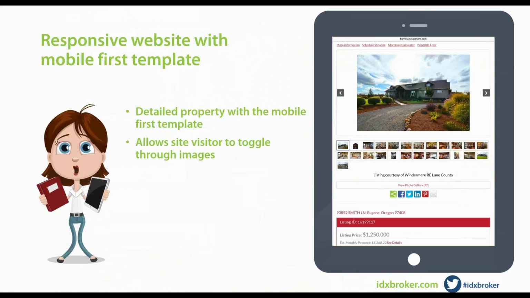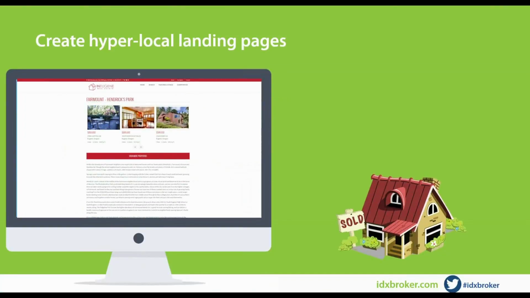And then we mentioned earlier about creating hyperlocal landing pages. There are two different ways of doing the hyperlocal landing pages. You can display them on your own domain. So you can create your mydomain.fairmount-Hendricks Parks Homes for sale. You can customize that, put it on your own website, your own hosting, draw your own traffic inside there.